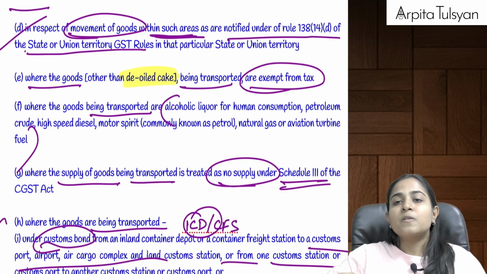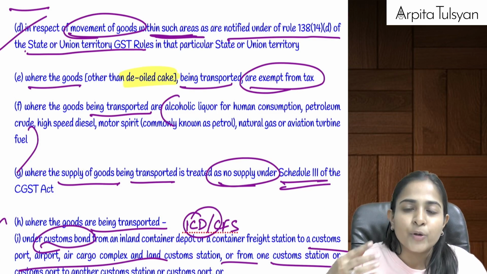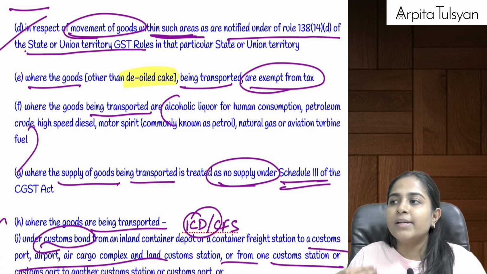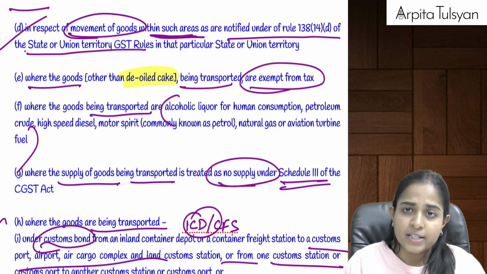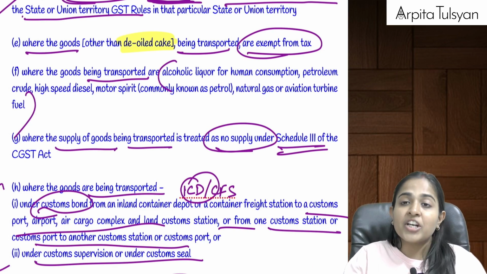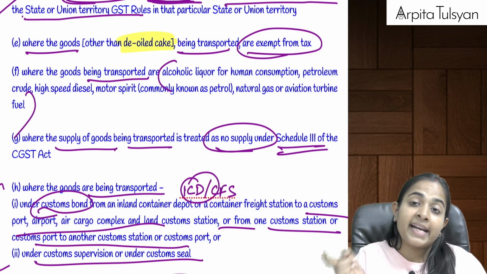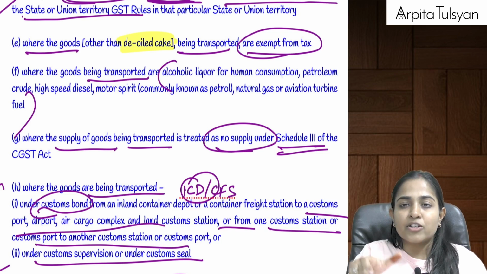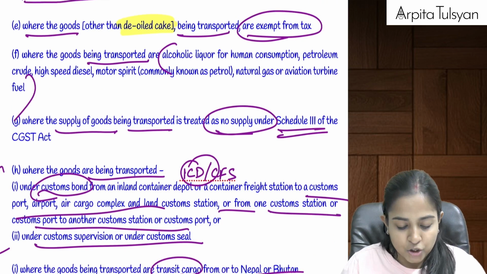Okay, then in respect of movement of goods which is specifically notified by any state or union territory. Example, if special exemption has been given by Maharashtra state that no e-way bill is required for up to 1 lakh rupees of value, then no e-way bill will be required for transportation of goods within the state of Maharashtra. Then similarly, goods which are exempted from tax, fruits, vegetables, etc. No e-way bill is required except for de-oiled cake. De-oiled cake is such a product which is exempted from tax, but still e-way bill is required for transportation of this product.